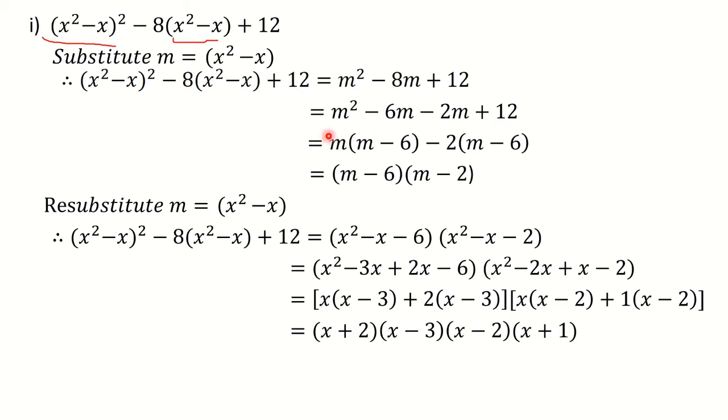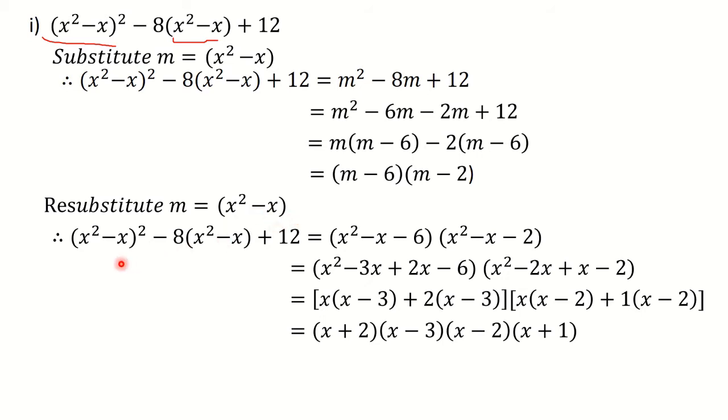Then the next step is to take out common from here. So here m is taken out common, so you got m minus 6, and from here minus 2 is taken out common, so you got m minus 6 in the other bracket. And then writing the two brackets as you know, the factors are m minus 6 and m minus 2. But don't stop here. Go for resubstitution. Whatever we have substituted, we have to resubstitute it. So write down, resubstitute m is equal to x square minus x.